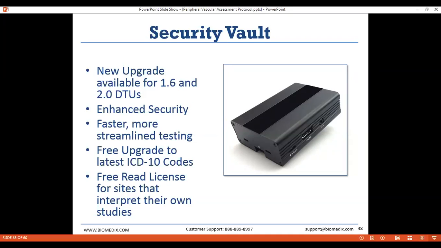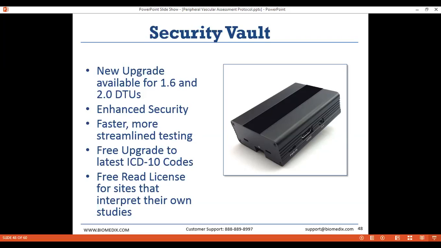I know many people using the device are still using the ICD-9 codes, simply because that's what the system defaults to without an upgrade. Purchasing the Security Vault does give you that free automatic upgrade to ICD-10 codes as well. For doctors that interpret their own studies or would prefer to interpret their own studies, purchasing a Security Vault also gives you free access to the read license as well, so you can do that.